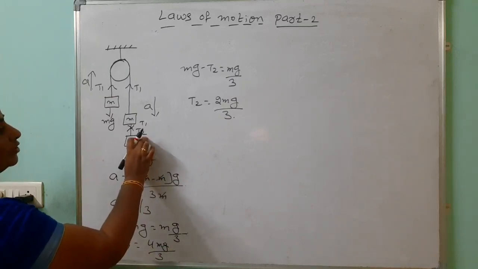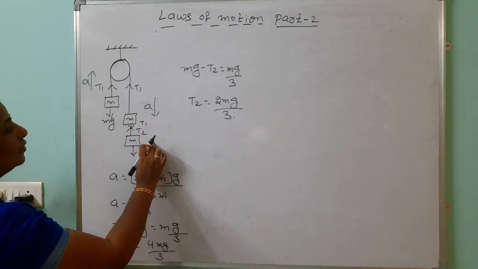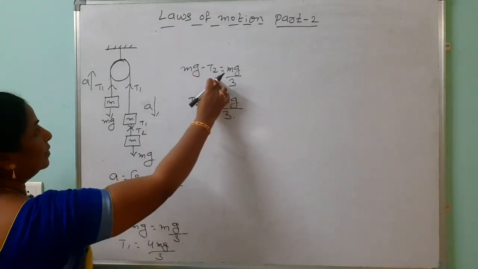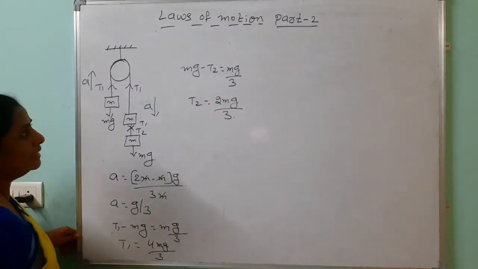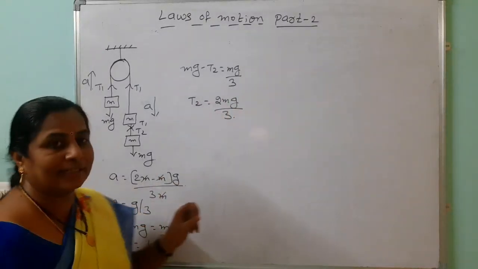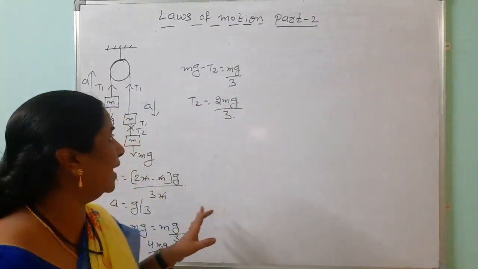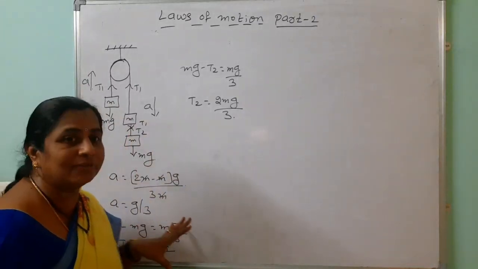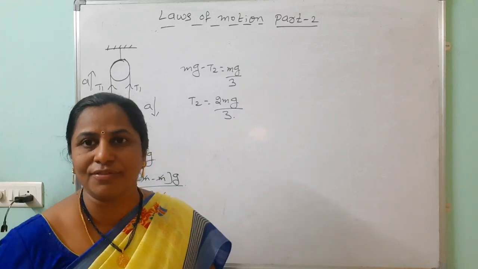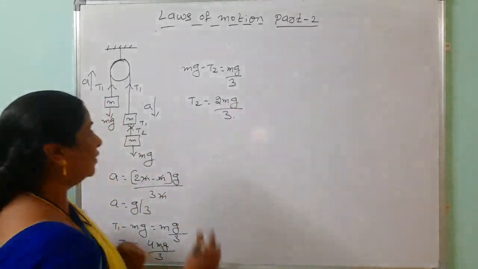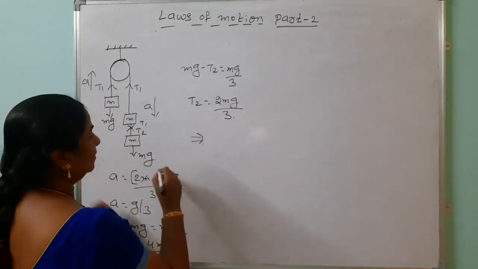Like that, how to find out the T2? See, this is coming downwards, means mg minus T2 equals mass into acceleration. Instead of acceleration, we are taking G by 3. Finally, you are getting the tension as 2mg by 3. Like that, we can find out the acceleration, T1 and T2 with the help of the free body diagrams. Then we are going to discuss another application.